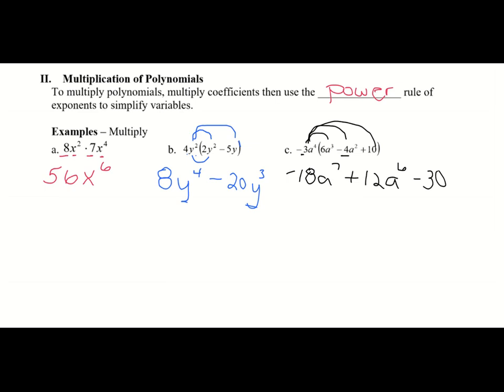A to the 4th, there's no other variable here, so we'll just tack that a to the 4th on. And that will be my final answer because, again, there aren't any like terms, so I can't combine anything, so that is done.